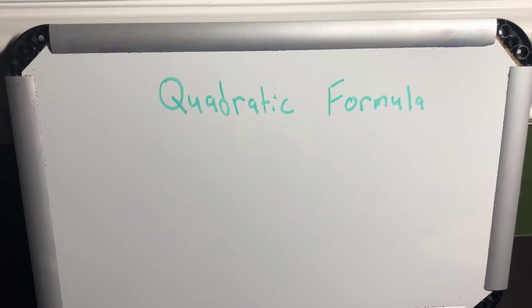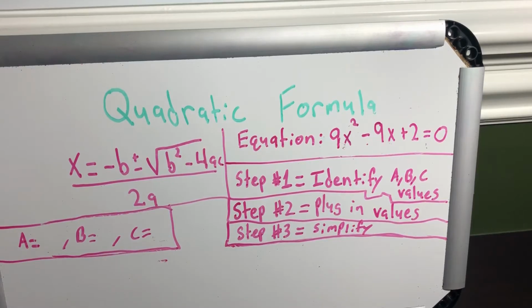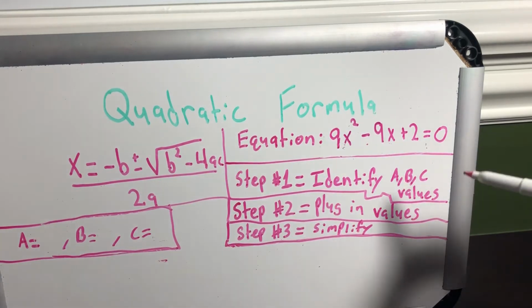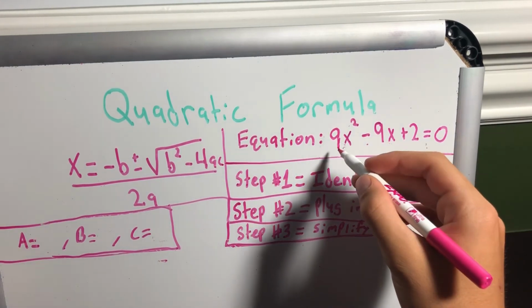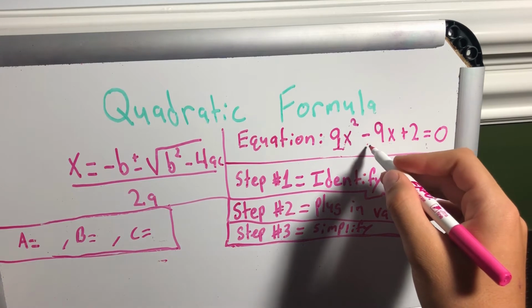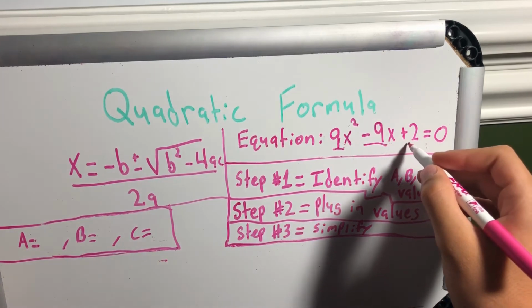Welcome back everyone, and in today's video I will be explaining how to use the quadratic formula to solve quadratic equations. The equation we will be solving today is 9x squared minus 9x plus 2 equals 0. The first step is to identify the a, b, and c values. In this equation, our a value is 9, our b value is negative 9, and our c value is 2.